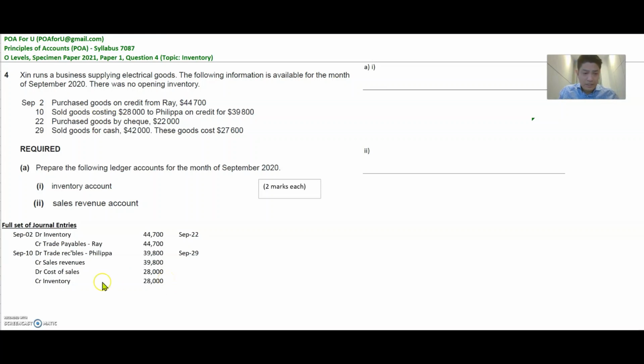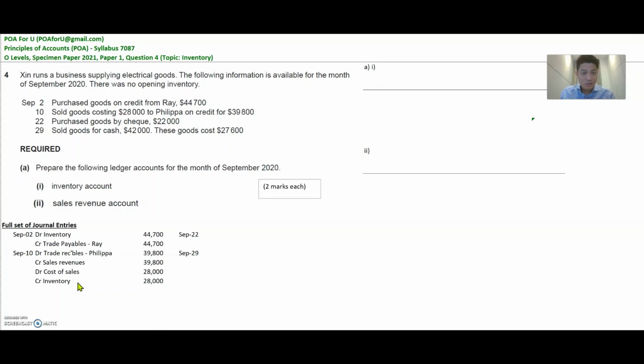So why do we debit cost of sales and credit inventory? First, let's tackle why we credit inventory. Inventory is a current asset and it's debit in nature. And if you sell inventory, then you will have lesser inventory. So you want to recognize inventory going down, and therefore you credit inventory.